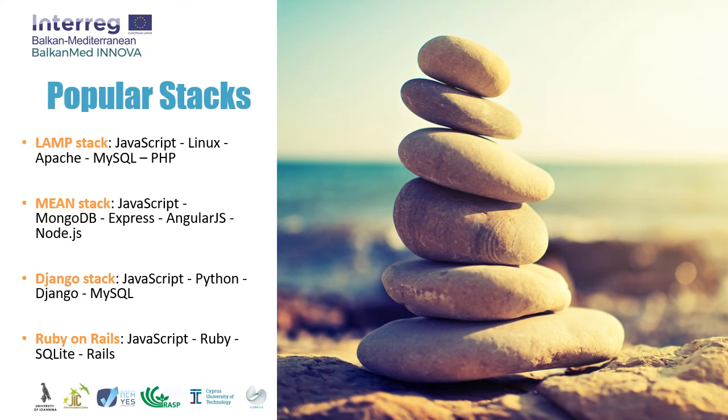There are four popular stacks for web development. The most widely used is the LAMP, which is based on JavaScript as the front-end scripting language, Linux operating system, Apache web server, MySQL database and PHP as the server-side language. Another rising stack is MEAN, which is based on JavaScript on both front and back-end and includes JavaScript, MongoDB, Express Framework, AngularJS and Node.js. Finally, two stacks worth mentioning are Django Stack and Ruby on Rails Stack.